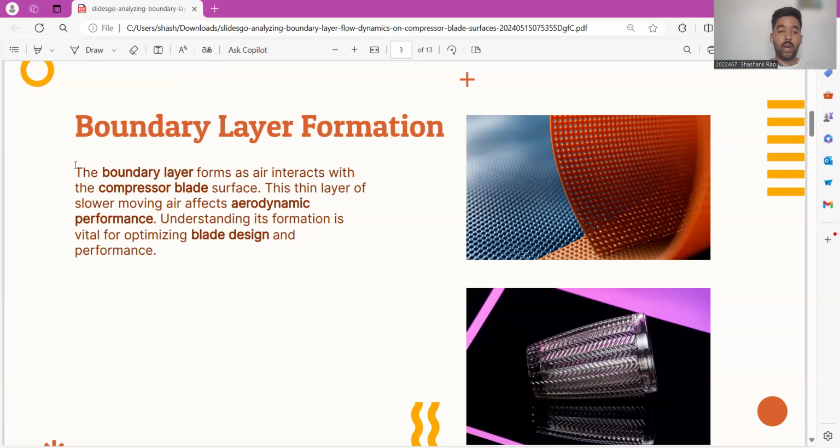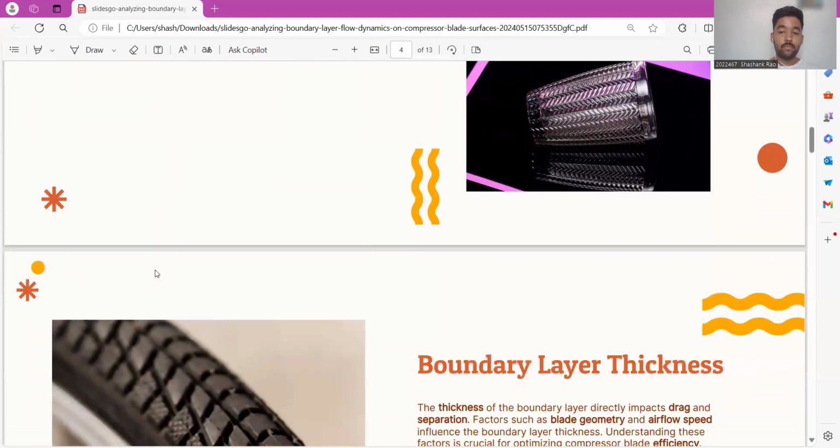This thin layer of slow moving air affects the aerodynamic performance. The thickness and the formation of the boundary layer also affect the aerodynamic performance of the aircraft. Understanding its formation is vital for optimizing blade design and performance. If we understand how a boundary layer is formed on the surface, we can optimize the blade design. Also, we can use different kinds of materials, different shapes, and different interactions to optimize the performance.